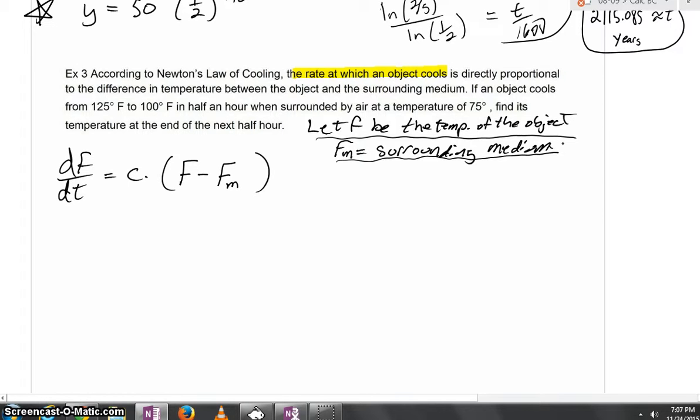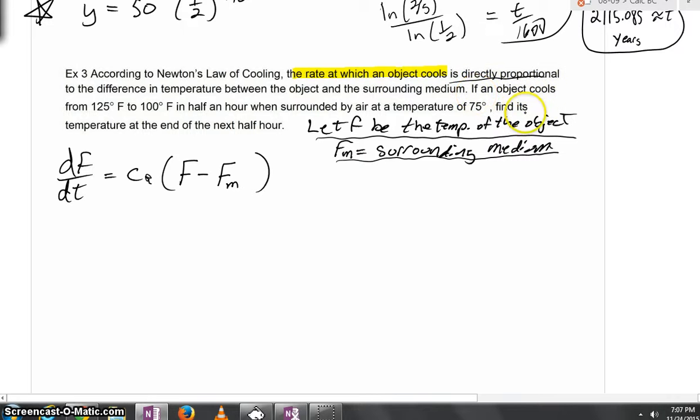And the rate at which an object cools, if we were to look at how F is changing, so if we took dF with respect to time, that is directly proportional. So we'd have dF/dt equals some constant that we see here, the difference in the temperature between the object and the surrounding medium. In Newton's law of cooling, we're assuming that an object is heated and is then brought into a cooler environment, and then that object will eventually become very close to the room temperature over time. This differential equation will show exactly how this works out.